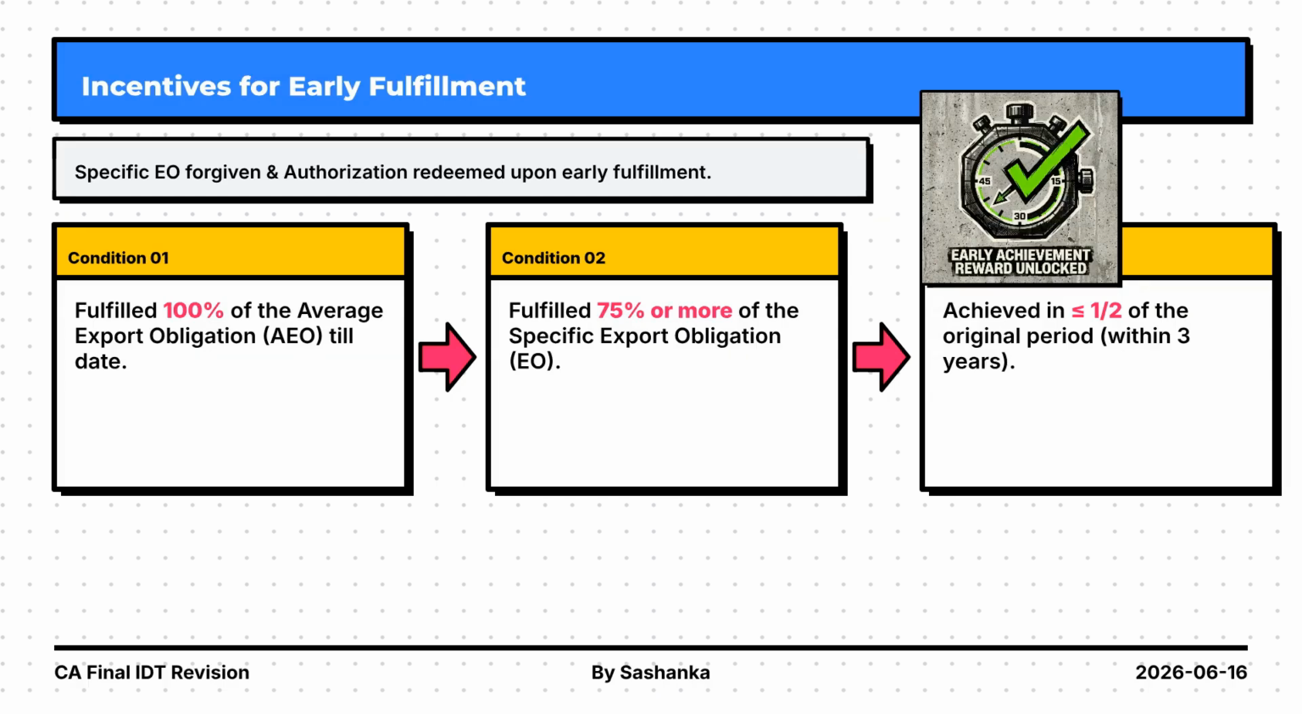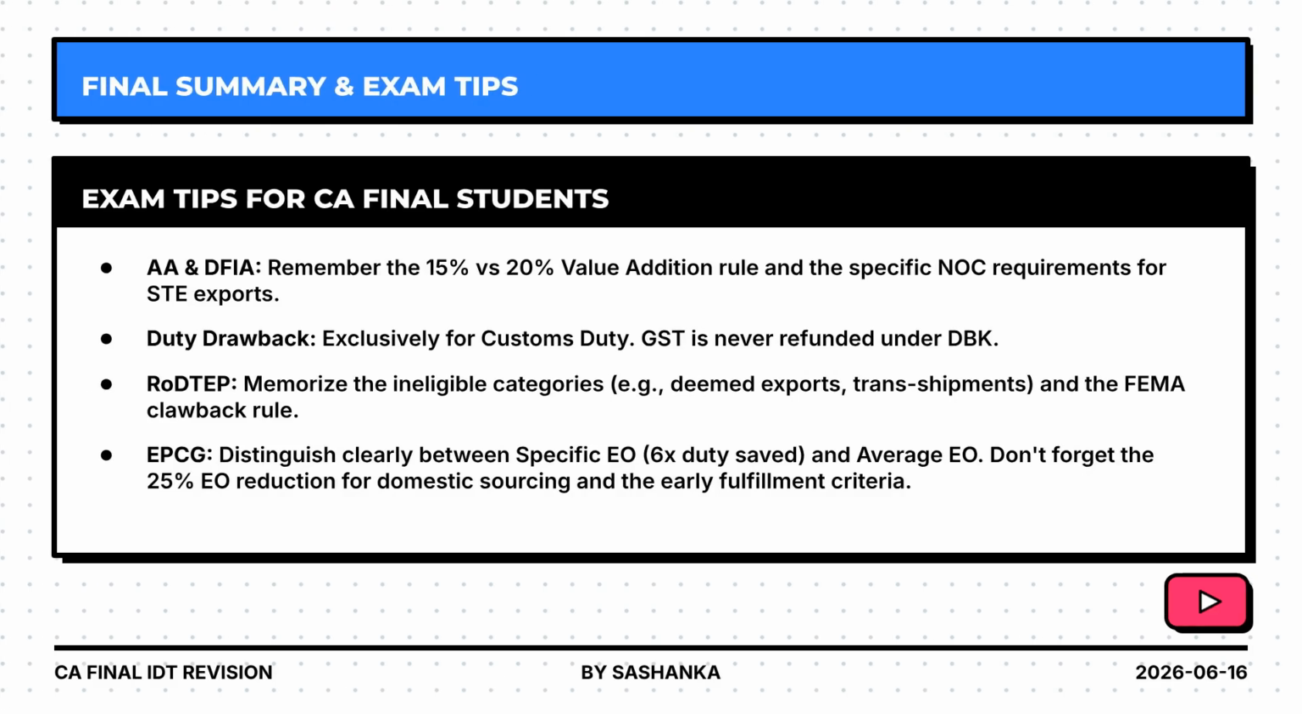Third, this achievement must occur within half or less than half of the original obligation period, meaning within 3 years, out of the normal 6-year period. Faster performance, therefore, translates into significant compliance relief. Let's conclude with a quick revision.